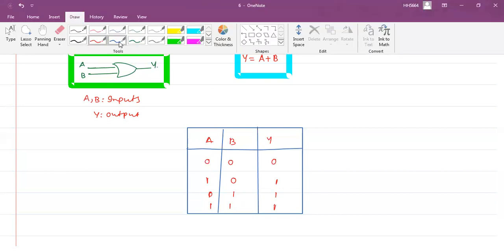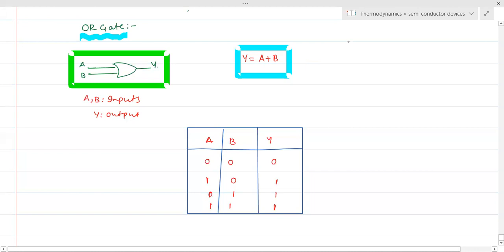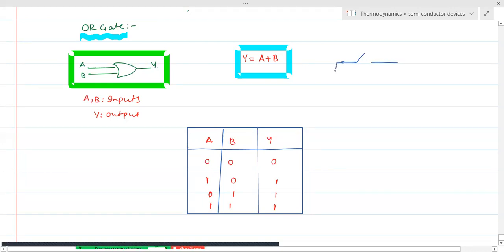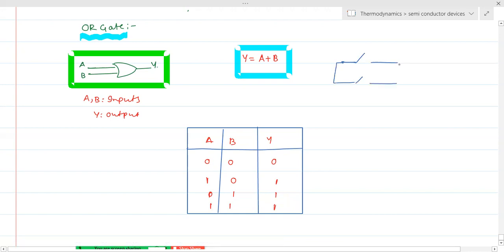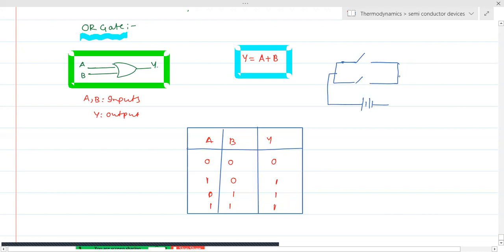In order to prove that, we will understand this by means of switches. For example, I am taking this as a switch. This is also another switch. It is connected to a battery, and the entire system is connected to some bulb.